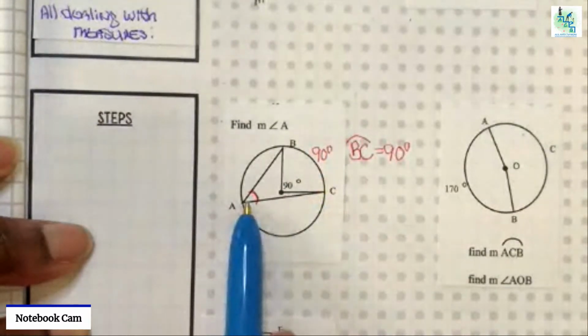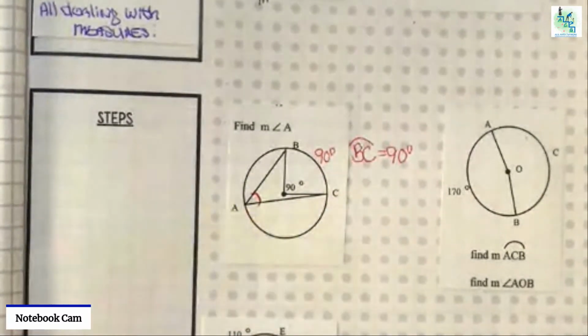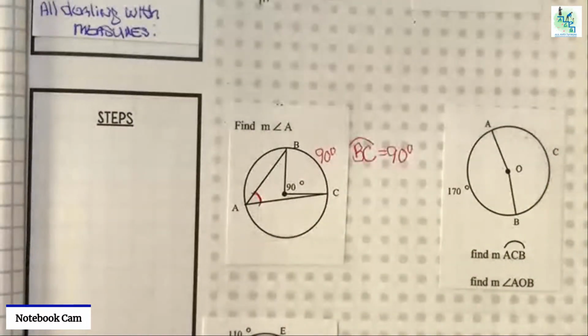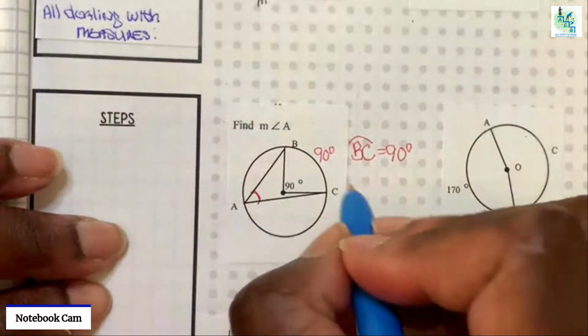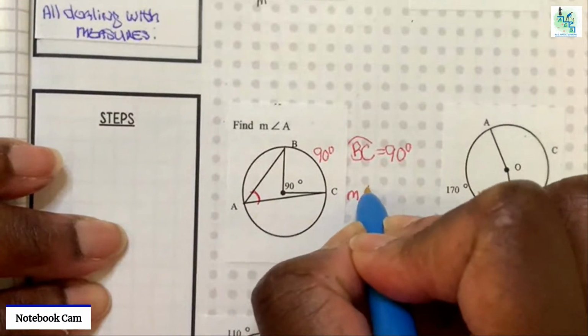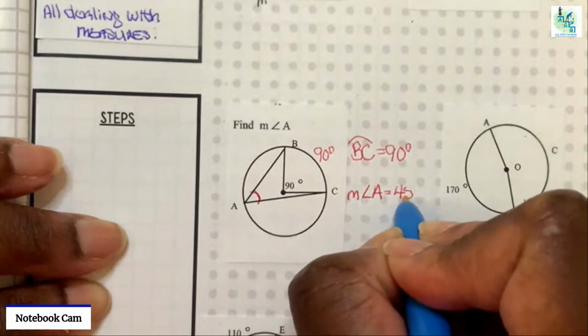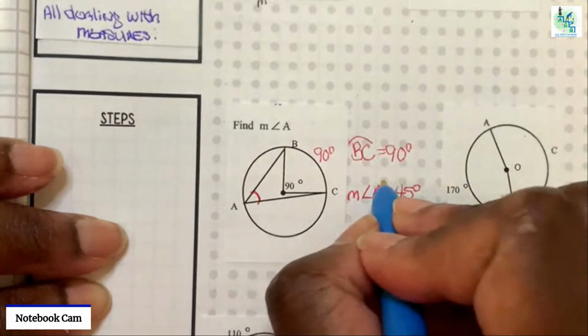So now we want to find that inscribed angle. So how are we going to do it? We're going to divide by 2. So you have your 90 degrees. Divide by 2. That gives me the measure of angle A is equal to 45 degrees.